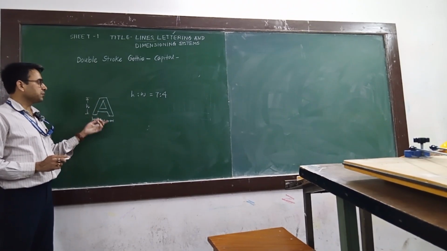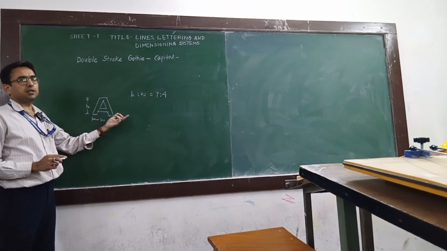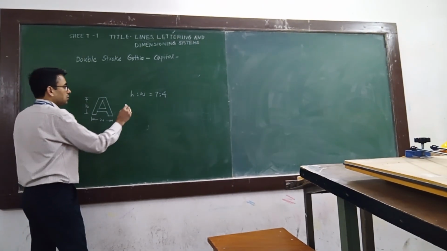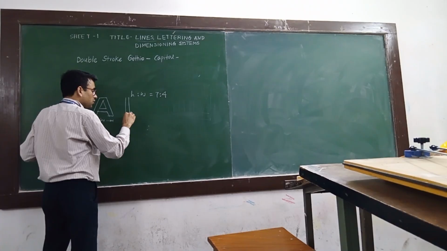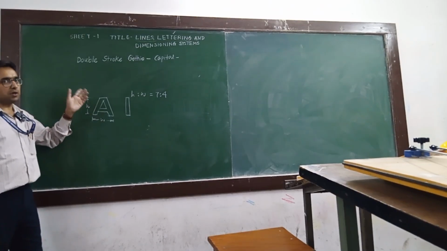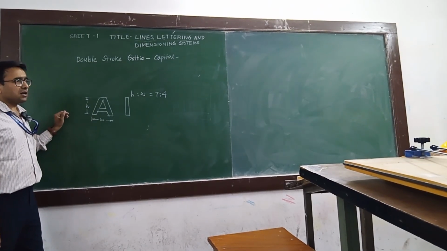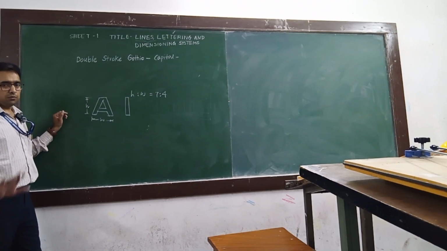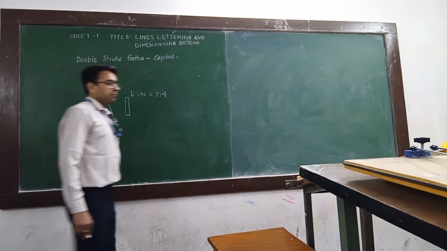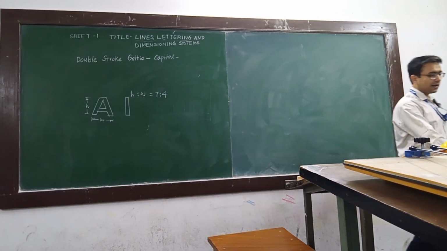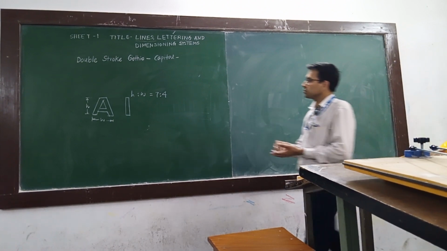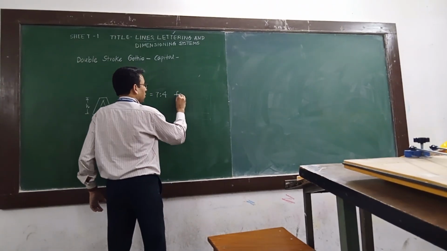Most of the letters, for example A, B, C, D, E, F, G, H, will be 7 is to 4. The letter I will be single, so it will be 7 units by 1 unit. It is a different one. Some other letters like M and W will be 7 is to 5. Some differences are there. Other than that, all the letters will be 7 is to 4. Clear?